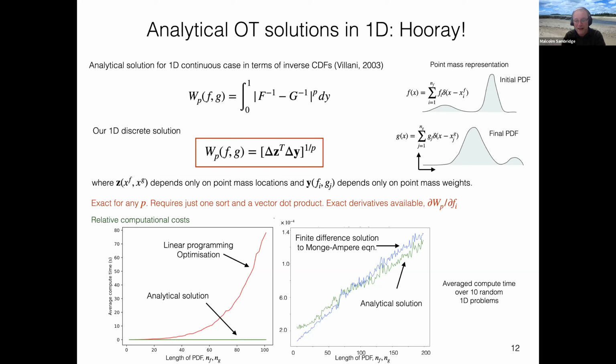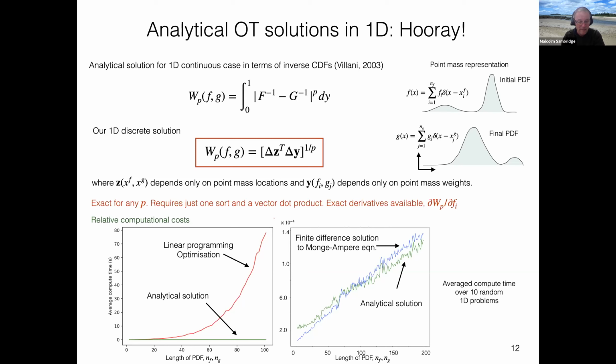I've introduced the variable P, that's just the power of the distance. I said you could have distance squared or distance to the power of 1, but any P you choose, typically P is either 2 or 1, you can calculate an analytical solution in 1D. And the figures below show my little implementation of this.